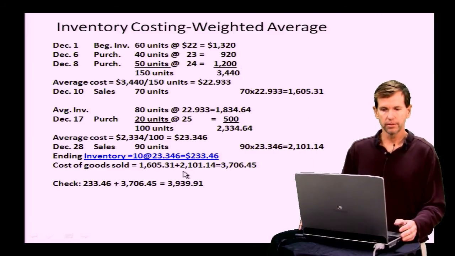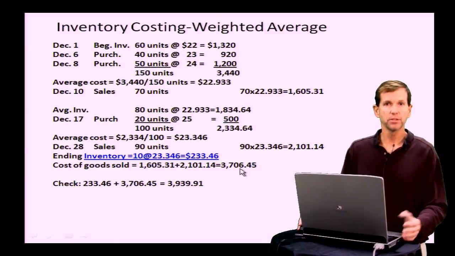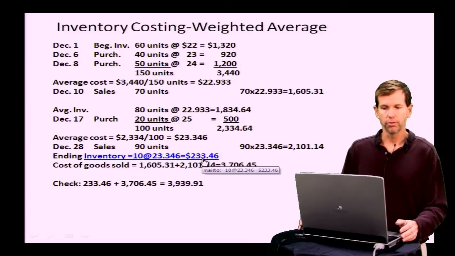Our cost of goods sold is the sum of the cost of goods sold of these two sales we made there. So we get cost of goods sold of $3,706.45, and that will go on our income statement as an expense called cost of goods sold. The $233.46 will go on our balance sheet as an asset.